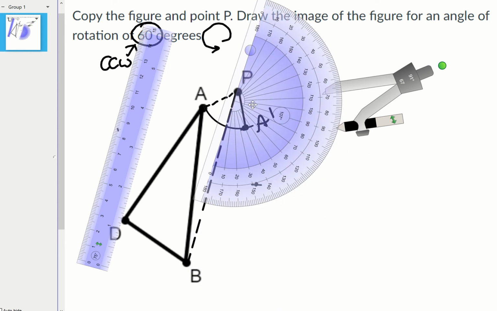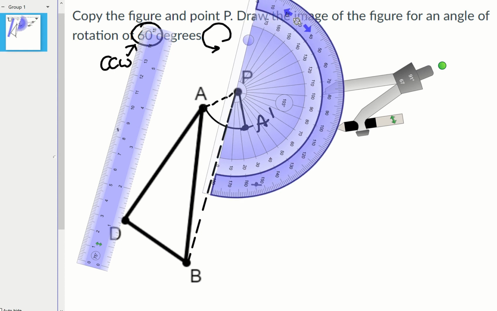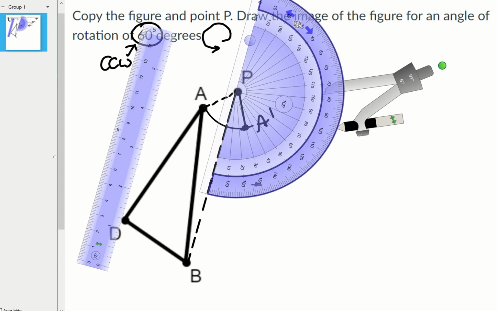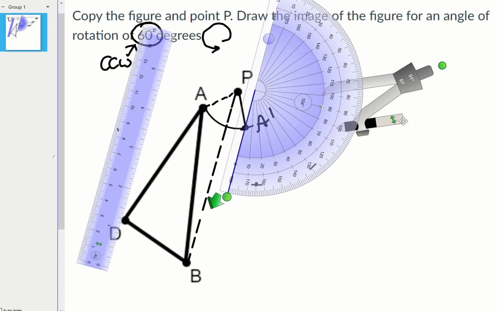The center of the protractor has to be at point P. And this has to line up with the line that you drew, just like this. And then you're going to mark your 60-degree angle. 60 is right here. It's right around there. Okay, went ahead and marked it.